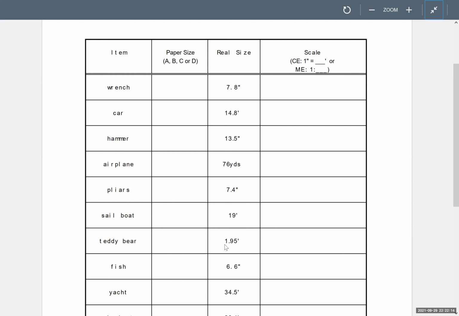Now the teddy bear, somebody had asked me that question on Monday. I probably should have represented it in inches because a teddy bear is more of a mechanical design than a civil one. But in any event, because I used feet, you should have used a civil engineering scale.